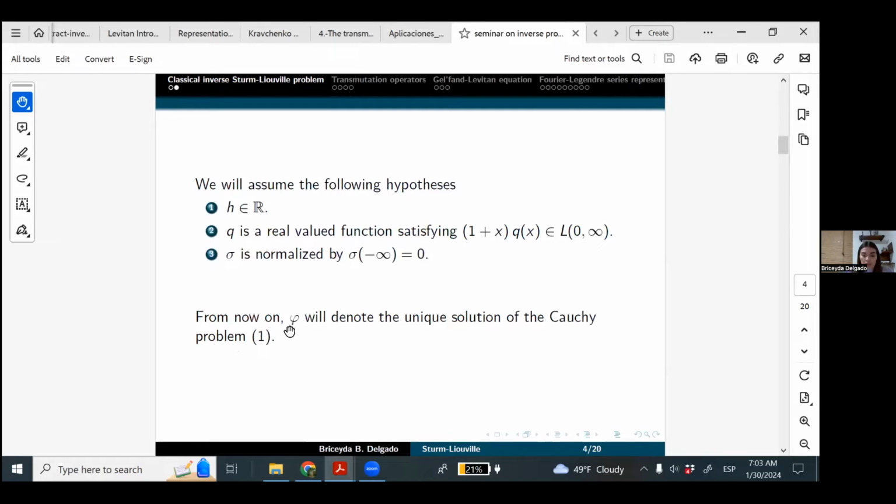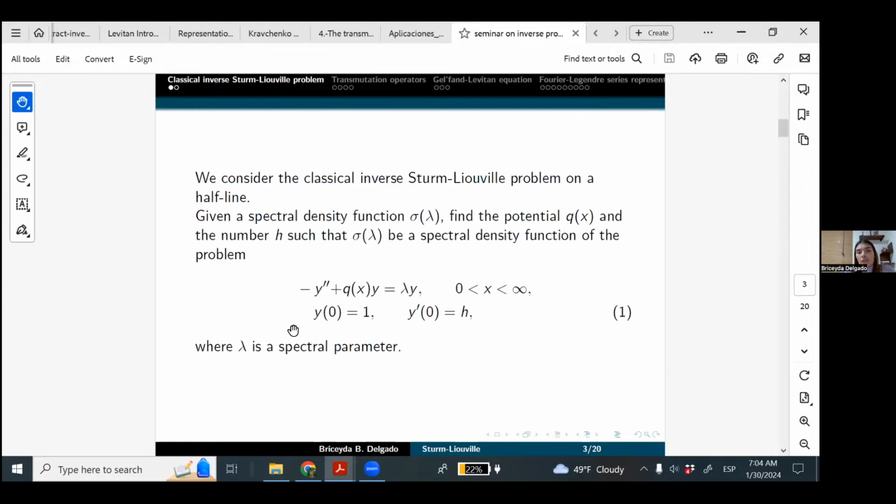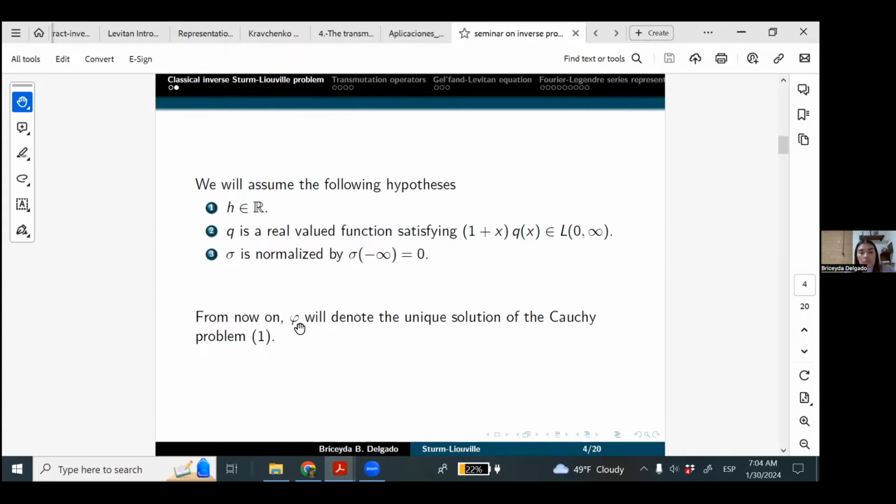For this work, we will suppose the following hypothesis. H must be a real number. The potential is a real valued function, and satisfies that when we multiply 1 plus x by the potential, this new function belongs to the Lebesgue space L1. And the last condition is the normalization for the sigma function. So it is well known that the Cauchy problem that we saw has a unique solution, and we will denote it by phi.